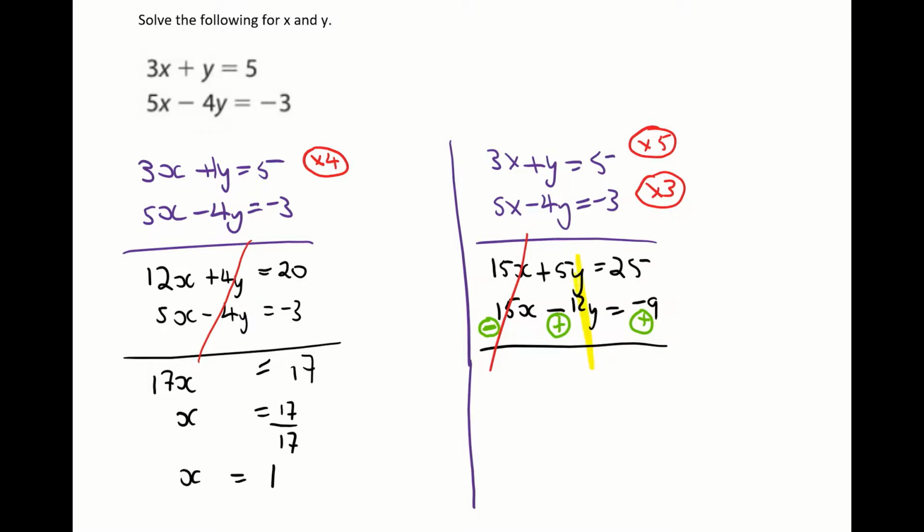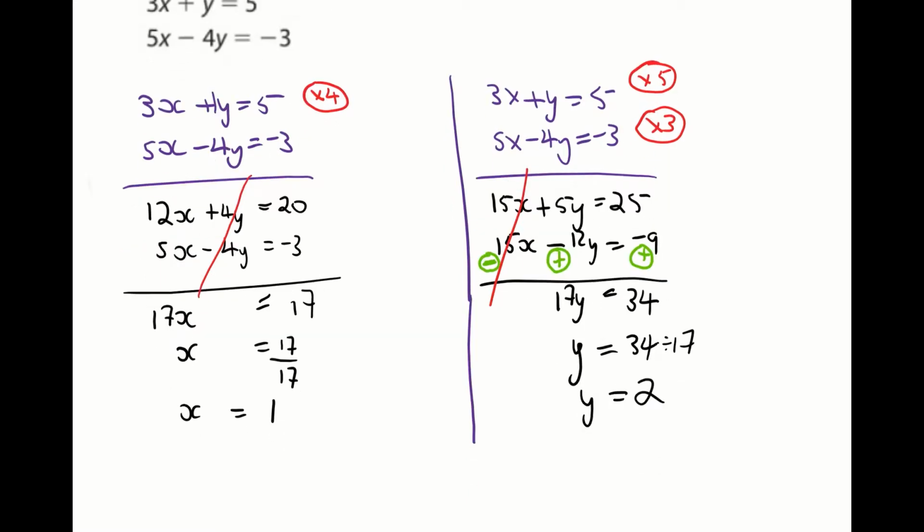Come to the middle, we have 5y plus our 12y, which will give me 17y. And then 25 plus 9 is giving me 34. So 17y is equal to 34. To get 1y on its own, it's 34 divided by 17, and we get y is equal to 2. So my answers are x is equal to 1, y is equal to 2.